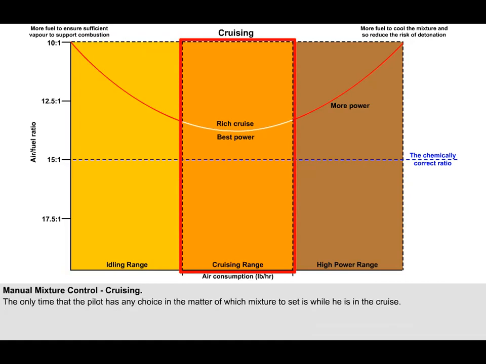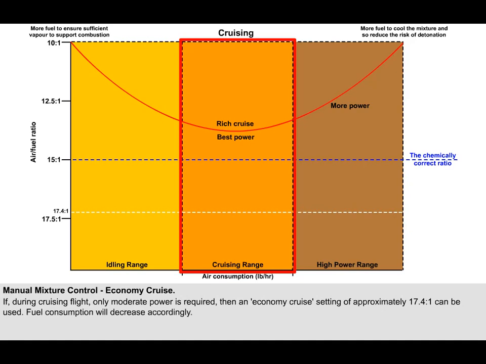The cruise portion of the diagram shows that this is really the only time during which the pilot has any choice in what mixture to set. If time is no object, then during cruising flight, only moderate power is required from the engine. Thus, an economy cruise setting of approximately 17.4 to 1 can be used. Fuel consumption will decrease accordingly.